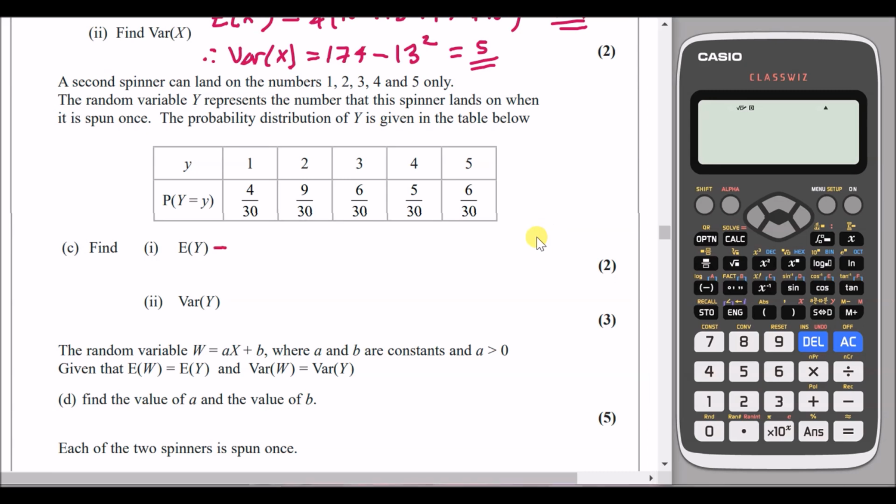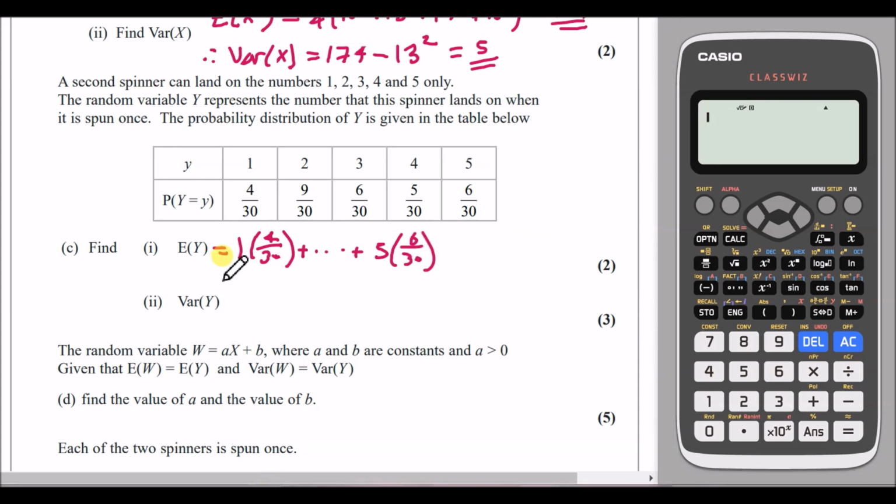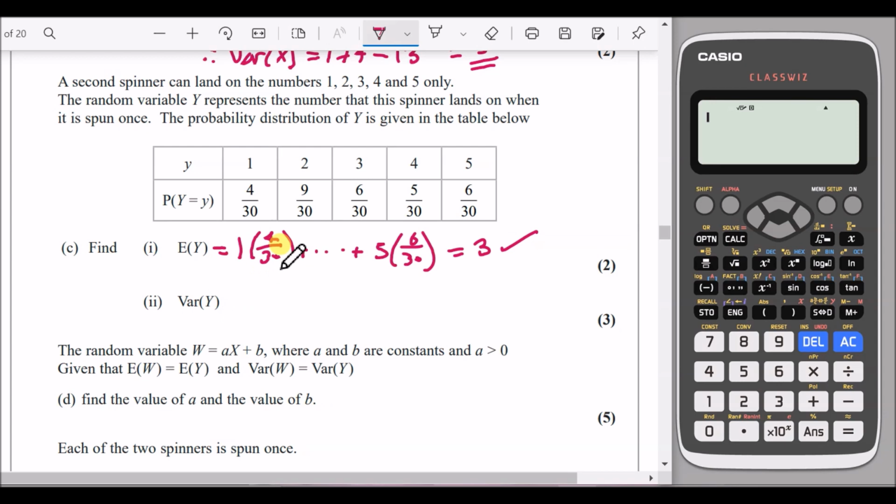So for the first one, it's going to be, for example, 1 times 4 over 30 plus 2 times 9 over 30, dot dot dot, all the way up to 5 times 6 over 30. Okay? And then putting this in a calculator, I've already done it before, you should get an answer of 3. Okay, so quite straightforward. Next one, find the variance of Y. So do the same method first. Before we get the variance of Y, we need to firstly work out the expected value of Y squared.